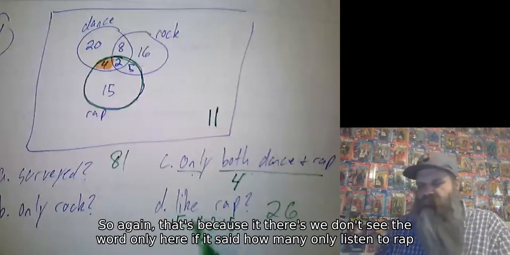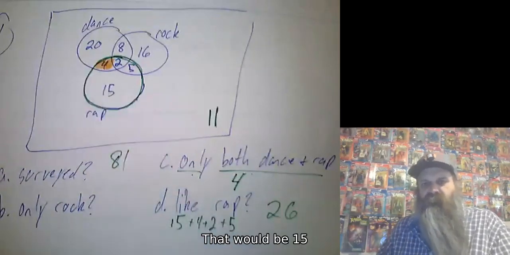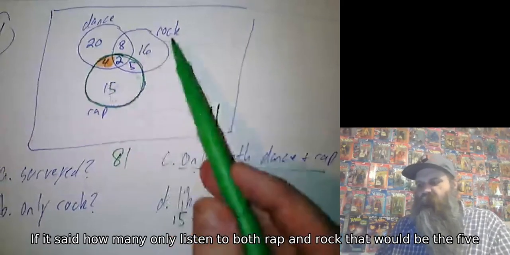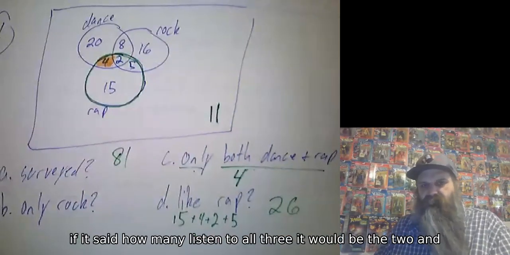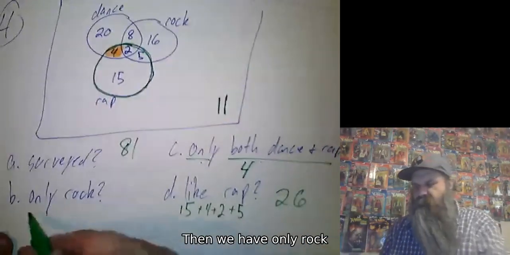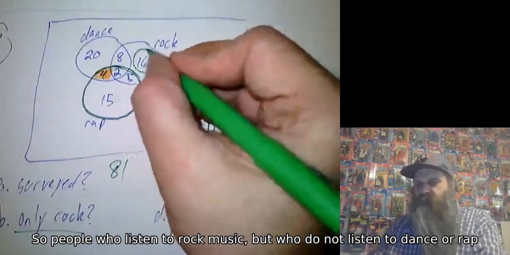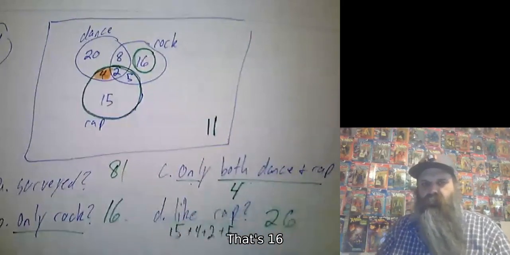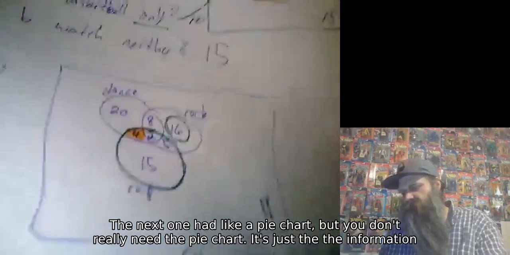So again, that's because we don't see the word only here. If it said how many only listen to rap, that would be 15. If it said how many only listen to both rap and rock, that would be the 5. If it said how many listen to all 3, it would be the 2. And then we have only rock. So people who listen to rock music but who do not listen to dance or rap, that's 16. Let's move on.